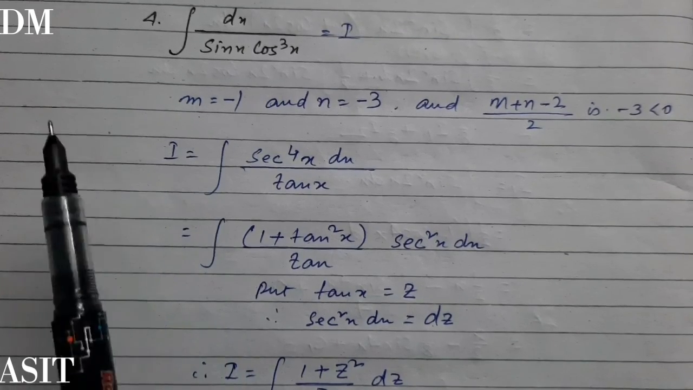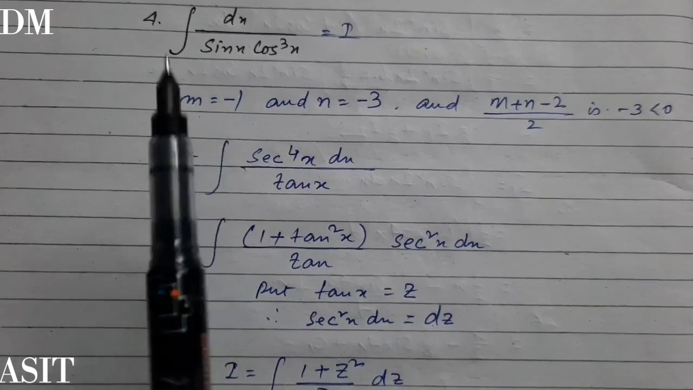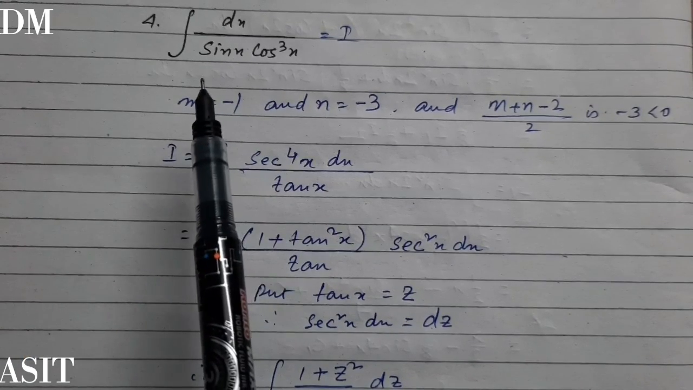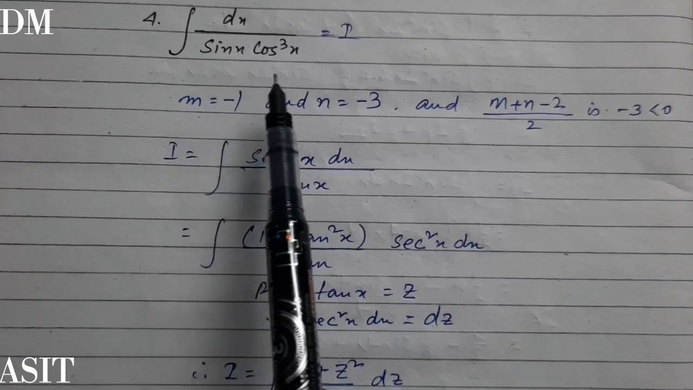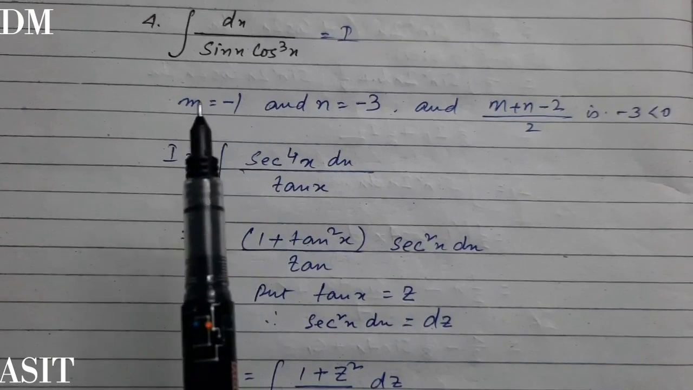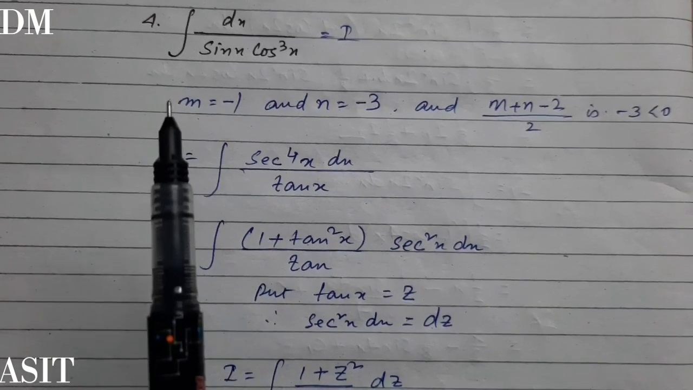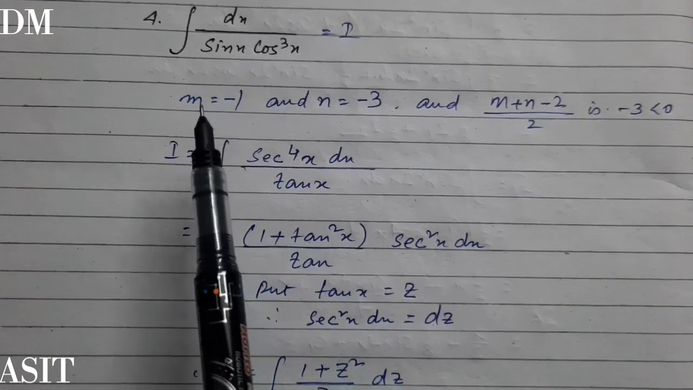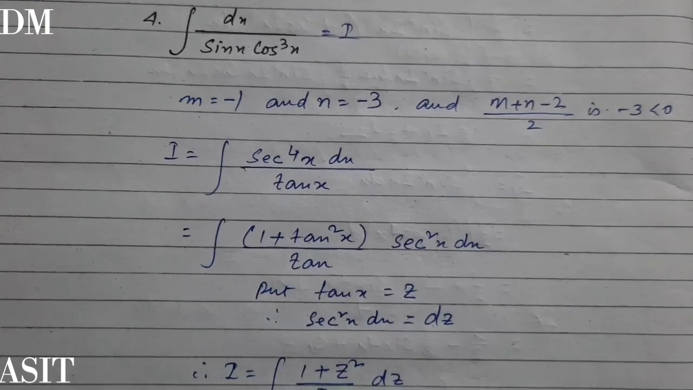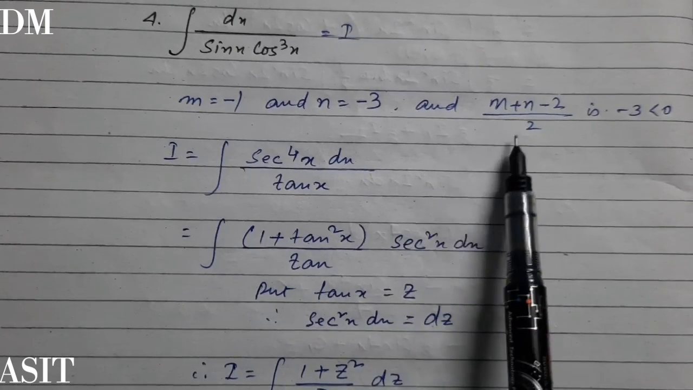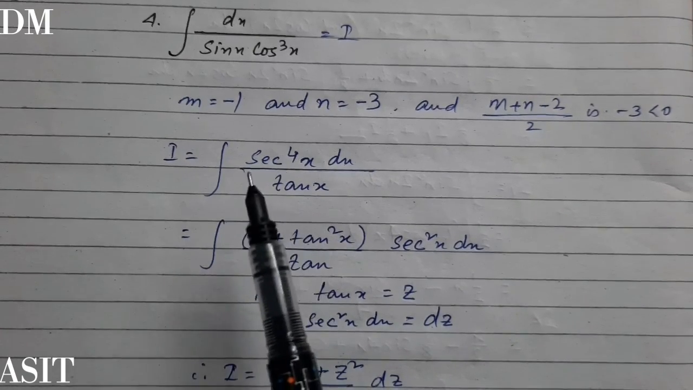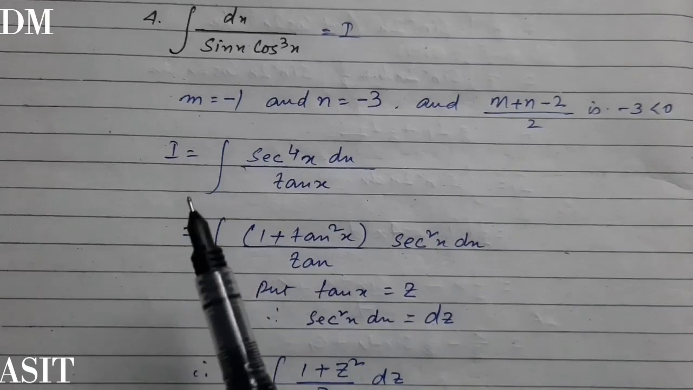Now let us see this example. This is the fourth and final example of today's video, that is dx by sin x into cos cube x dx. So what will be the integration of this? In that case we can see here m is minus 1 and n is minus 3. And if we find out this value, it is coming negative. So that means either we have to put cot x as z or tan x as z.